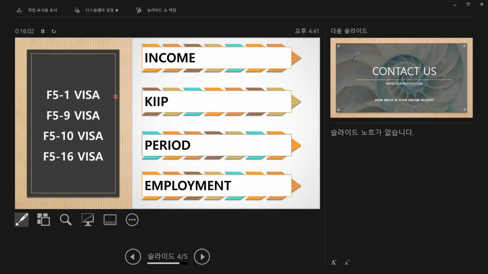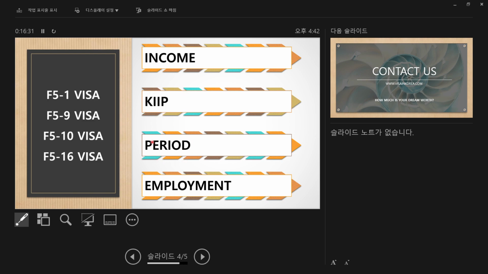So F5-1 visa needs KIIP stage 5 completion, right? So it is totally different. Even if you have been here in Korea over 10 years, right? Long time ago, there was no need for KIIP or a Korean test, but since 2018, the new Immigration Act has changed the system. So F5-1 application requires KIIP stage 5 completion.